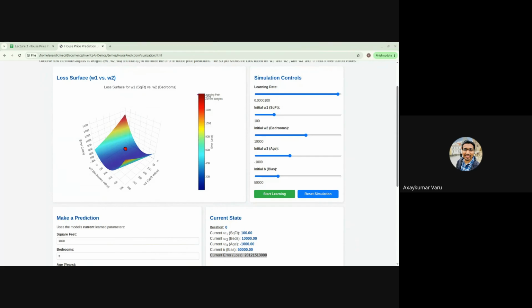Anand, like in the Google sheet, there was another parameter called total error or something. So total error, yeah. That is the average. That is just to get an idea of how low my error is. Okay.